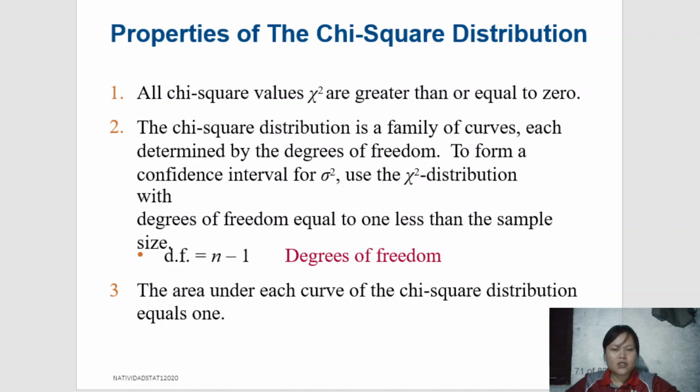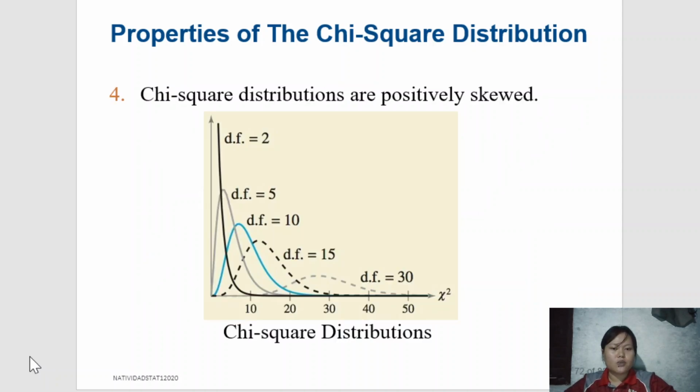Properties ng chi-square distribution, all chi-squared values are greater than or equal to 0. So, ibig sabihin wala po kayong makikitang negative na value. Okay, the chi-square distribution is a family of curves, each determined by the degrees of freedom. To form a confidence interval for the population variance, use the chi-square distribution with degrees of freedom equal to n minus 1. So, the area under each curve of chi-square distribution is equal to 1.